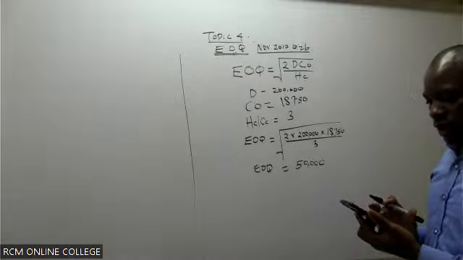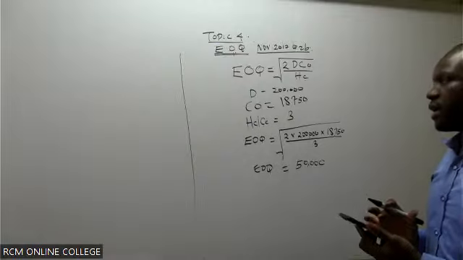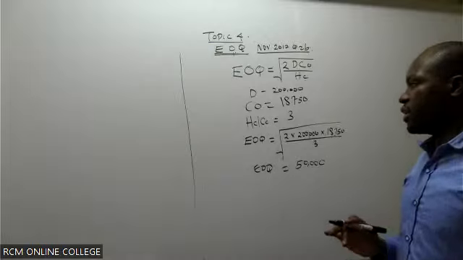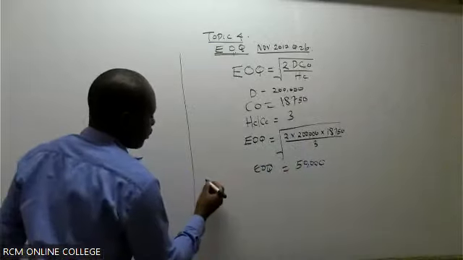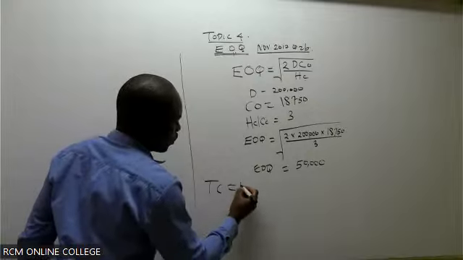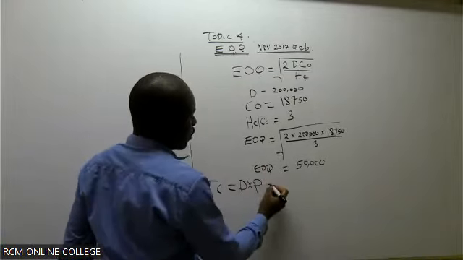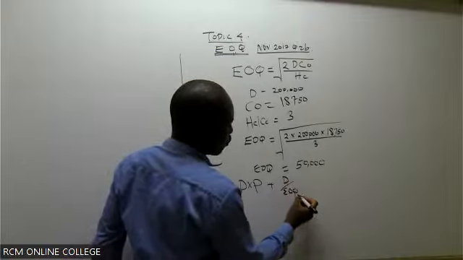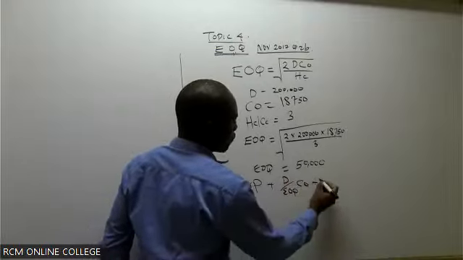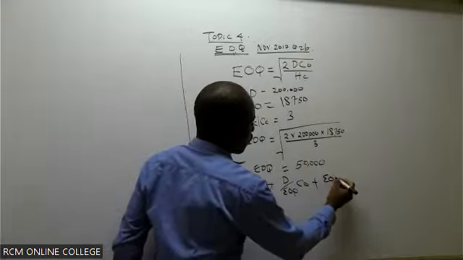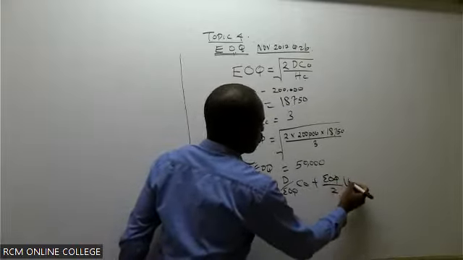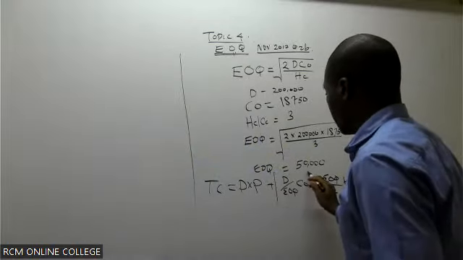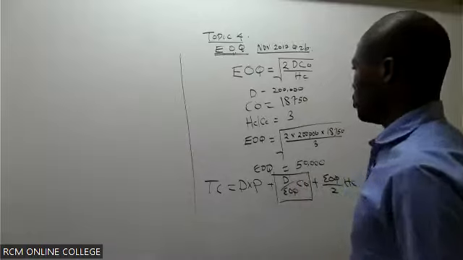Then the number of orders to be placed per year. Remember what I said? We said that total cost is equal to demand times price. Then to that you add demand over economic order quantity multiplied by ordering cost plus economic order quantity divided by 2 multiplied by holding cost. So I want us to just pick this portion.